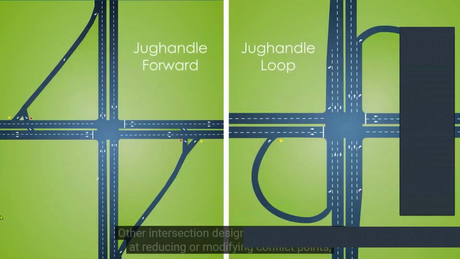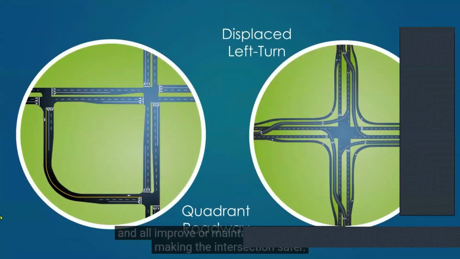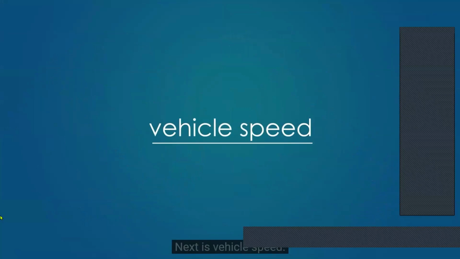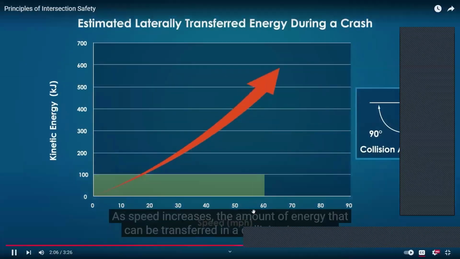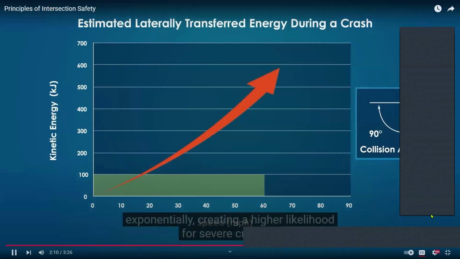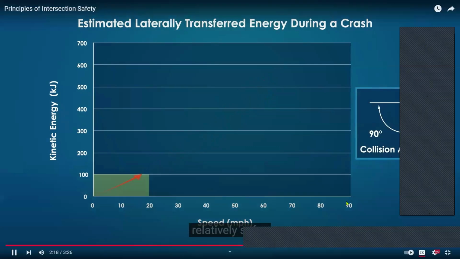Other intersection designs are also effective at reducing or modifying conflict points, and all improve or maintain traffic flow while making the intersection safer. Next is vehicle speed. As speed increases, the amount of energy that can be transferred in a collision increases exponentially, creating a higher likelihood for severe crashes. Intersection designs that effectively slow vehicles through conflict point areas are relatively safer.